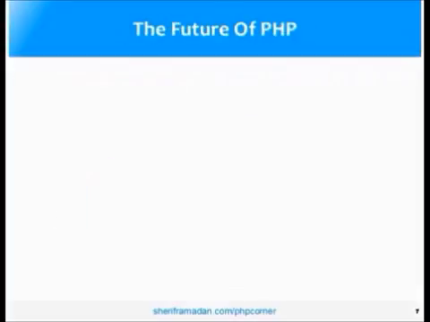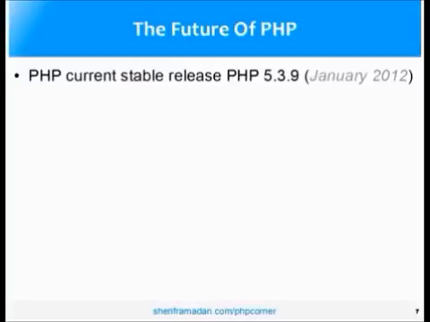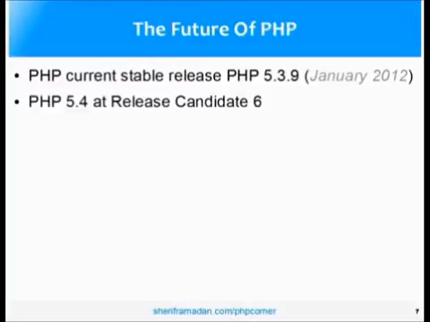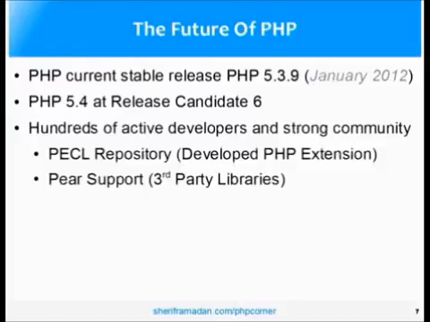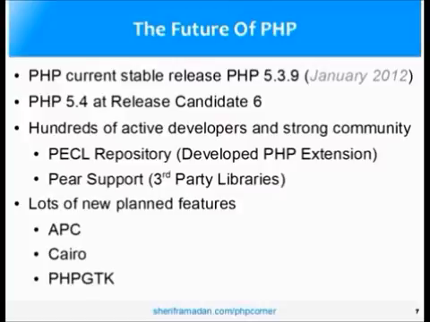So what does the future of PHP look like? Well, it's currently a stable version of PHP 5.3.9 as of the time of this recording, and 5.4 is very close to being released, with the 6th release candidate already out. There are hundreds of active developers that work on PHP all of the time, so you can rest assured that it does still have a very strong community, constantly developing new extensions and third-party libraries for PHP, taking a look, for example, at the PECL and PEAR repositories. There are also lots of new planned features that are constantly being integrated into the PHP source tree, such as APC or Cairo.